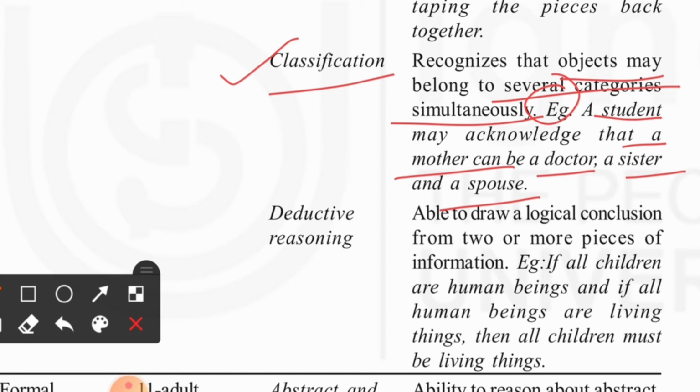For example, a utensil, a pot in the house, can be utilized for many purposes. It can be utilized for cooking, for making chai, or for collecting water. So this kind of classification process takes place at this stage of life.